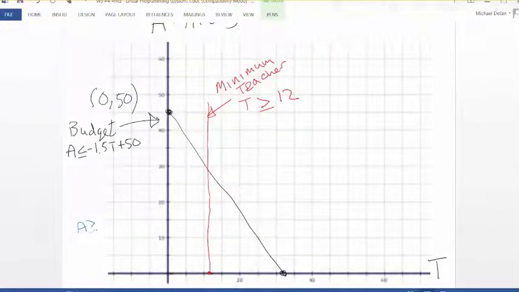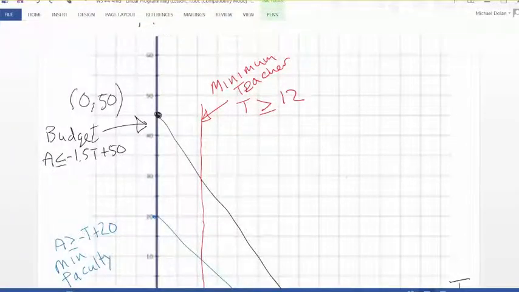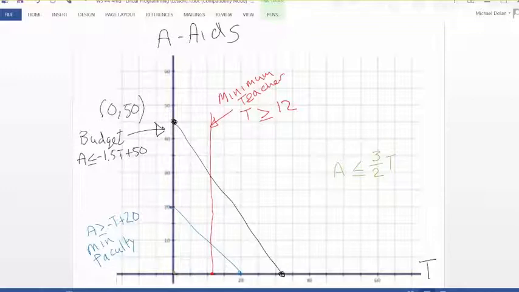The fourth constraint is just faculty less than 20, which is represented by the equation A larger than or equal to negative T plus 20. So you just draw a line through the 20 marks on both the abscissa and ordinate coordinates. The last constraint is there has to be at least 2 teachers for every 3 aides, and that'll be a line that's going to go through 0, 0, and rise 3 for every 2, looking like this.